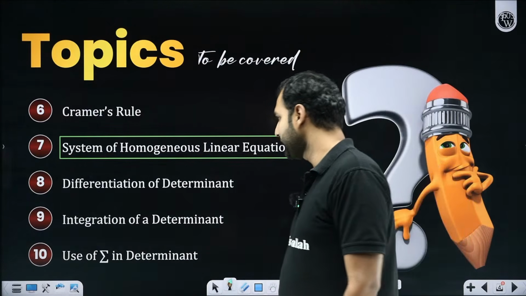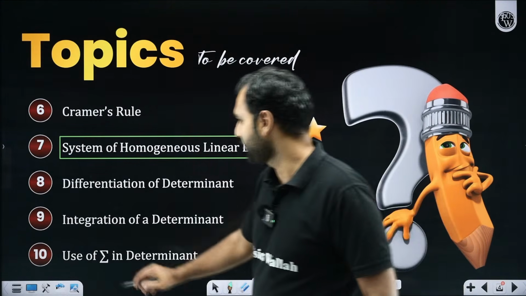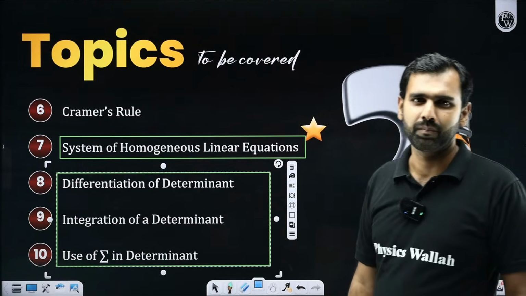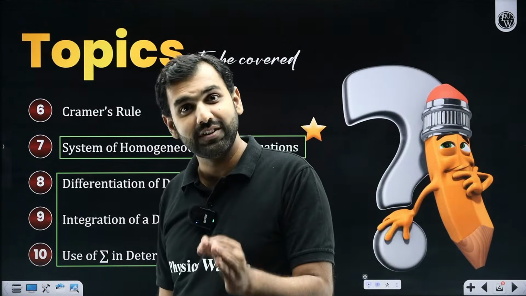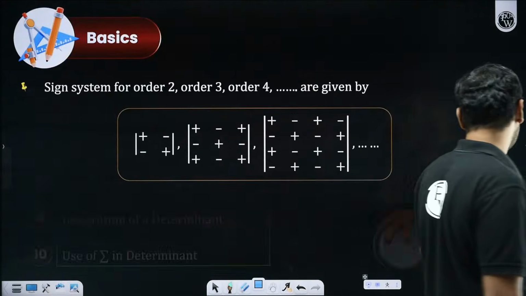Now, the other part here is, yes, three things with which we'll be culminating this session: differentiation, integration, and summation of determinants. Can you believe that? So differentiation, integration, and summation can also be done on determinants. So shall we get started with our discussion?